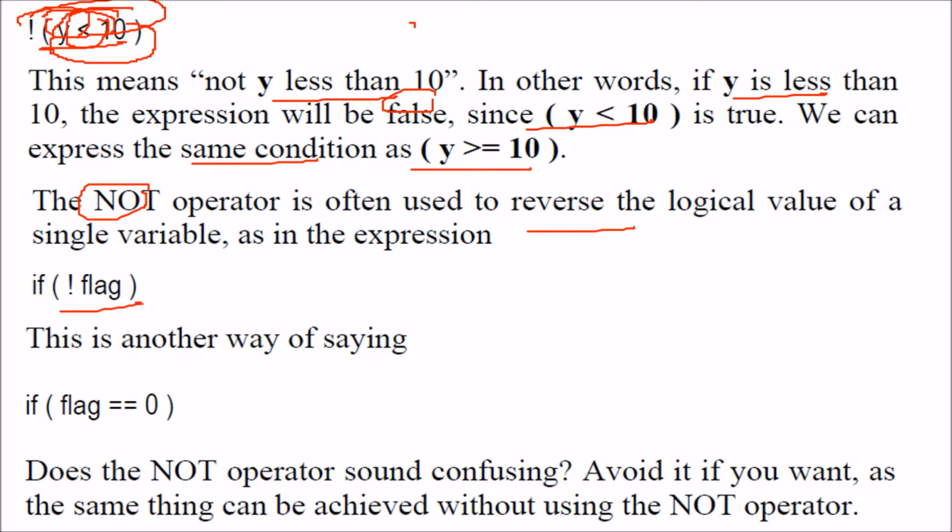That is, if not flag. This is another way of just saying if flag equal to 0. If not flag means flag equal to 0. So it may seem somewhat confusing, so we usually do it only when it is really required.